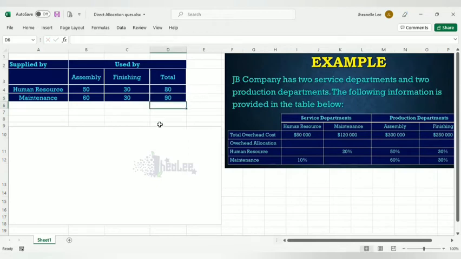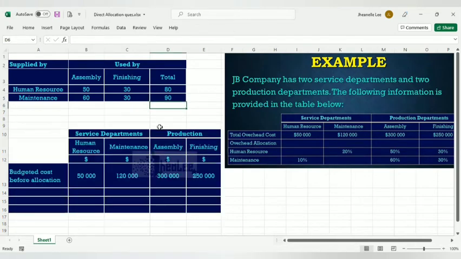Now that we have done that, we can move into step 2, where we allocate the services to the production department. So remember, the budgeted cost before allocation coming from the question, we have 50,000 for human resource, 120,000 for maintenance, assembly is 300,000, and finishing is 250,000. Now we need to allocate the human resource and the maintenance departments to the production departments.